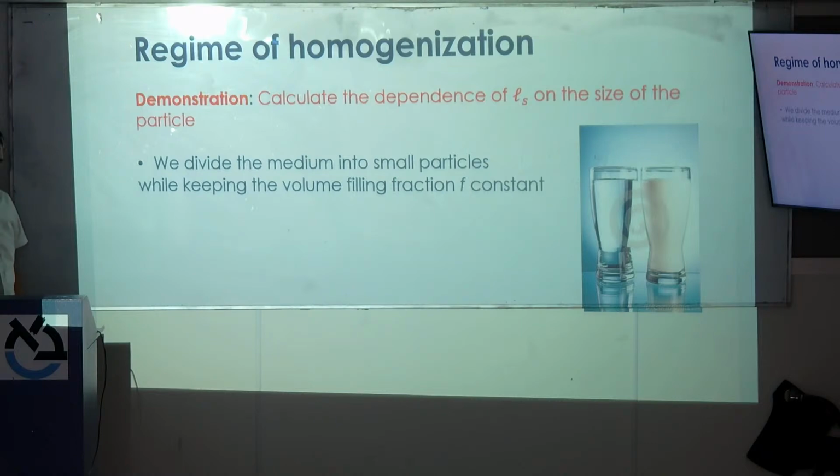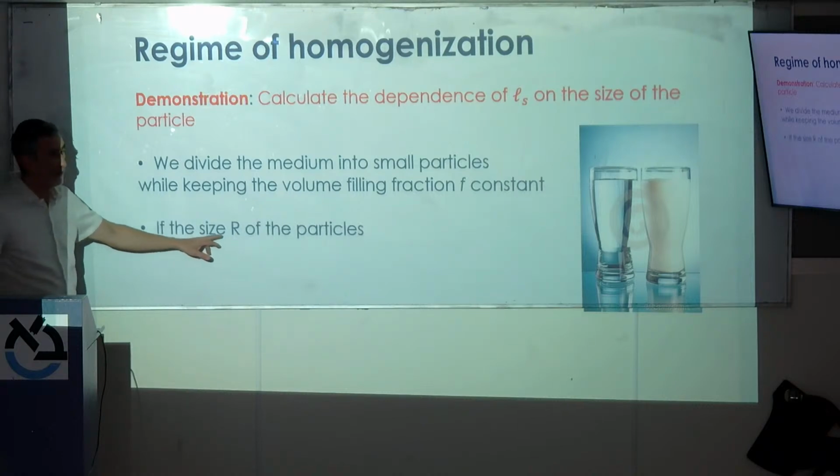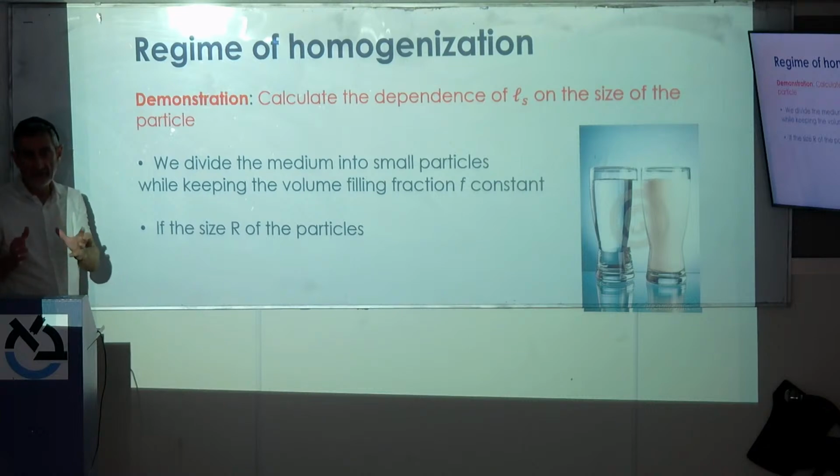So let's keep this volume fraction constant. We always have the same volume occupied by the particles. That's the hypothesis here. Let's say the size of the particle is r. These are our spheres. r will be the radius of the particles.